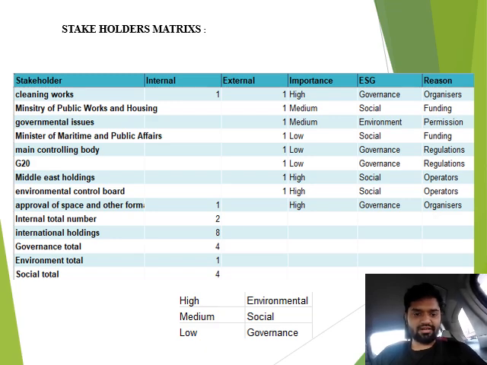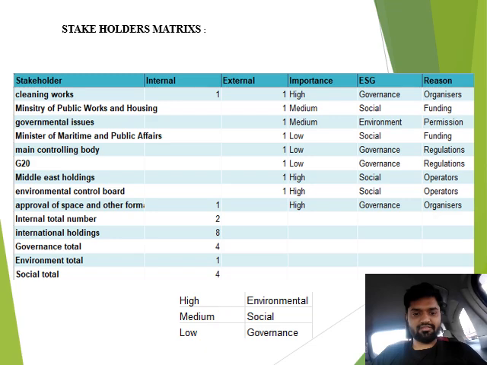Next is the stakeholder matrix. The stakeholder matrix is also very important. Cleaning works should also be carried out. Its importance is high, because after planting the plants, at some interval like 3 months or 1 month, a cleaning schedule should be run, so that it does not make the place dirty. It keeps the place clean, so that someone likes to see the place.